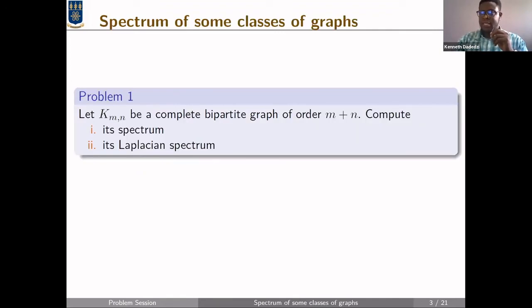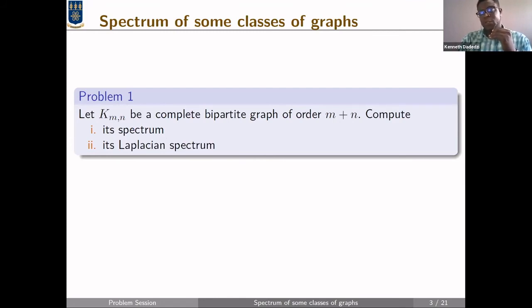As indicated in Stefan's talk, we have some classes of graphs, and the natural question is that we want to study the spectrum of these graphs. How does the spectrum look, and how do we compute it? Do we have some relationship with some of these matrices? I think our first problem is concerned with that. So we would like to compute this for the complete bipartite graph. When we talk about a spectrum, we are referring to the adjacency matrix, and if we talk about the Laplacian, we are referring to the Laplacian matrix and its spectrum.